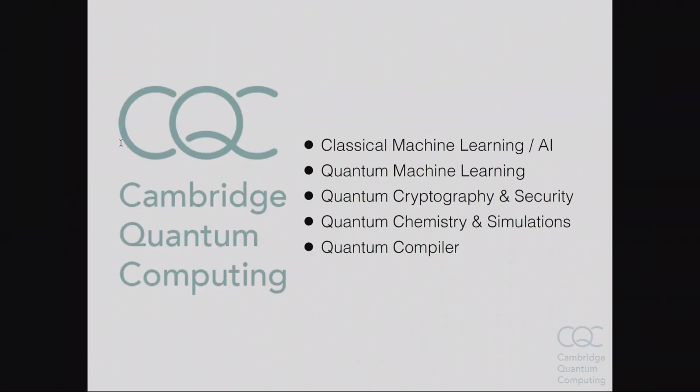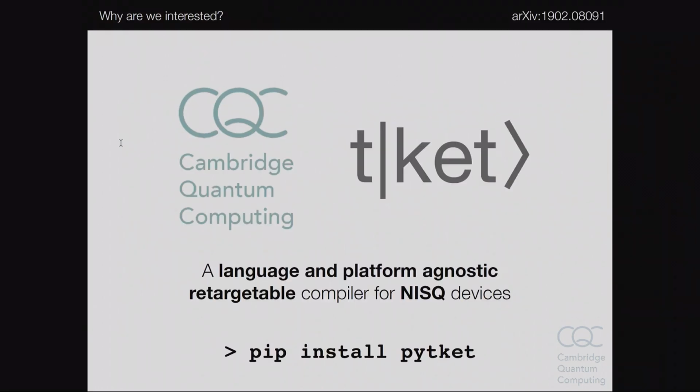I work for a company called Cambridge Quantum Computing, and we do lots of different quantum software work. And I'm going to be talking in particular about our quantum compiler t|ket> because the routing solution is something very pertinent to that. So we consider t|ket> to be language and platform agnostic.